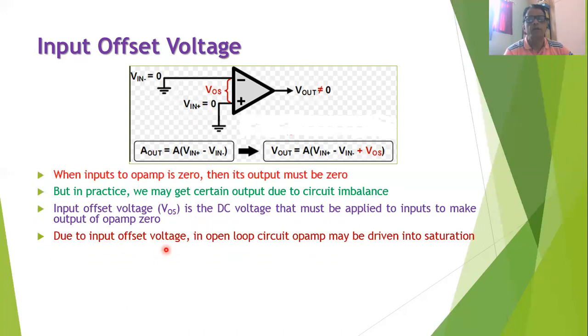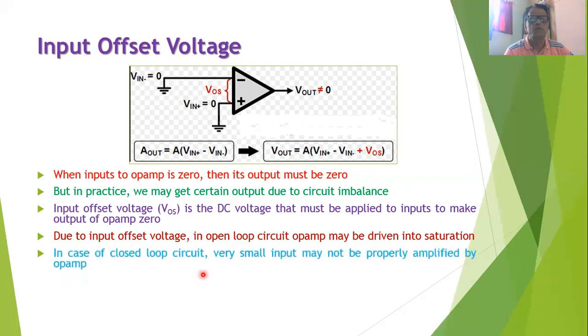Due to input offset voltage in an open loop circuit, the op-amp may be driven into saturation. So it is possible that in case of an open loop circuit, the gain of the operational amplifier is very, very high, and because of this offset voltage, there are chances that the operational amplifier will go into saturation. In case of a closed loop circuit, a very small input may not be properly amplified by the operational amplifier. So these are the two drawbacks that we will observe because of this input offset voltage.